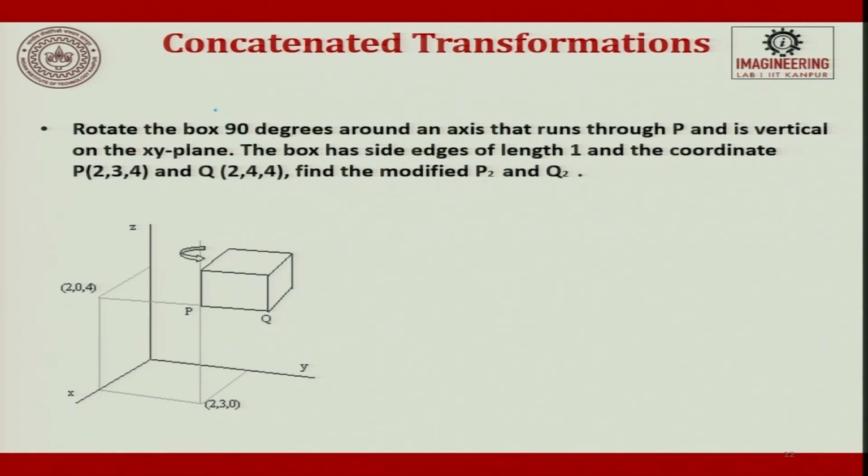Rotate the box by 90 degrees around an axis that runs through point P and is vertical on the xy plane. The box has side edges of length 1 and the coordinates P is nothing but 2 cross 3 cross 4 and Q is nothing but 2 cross 4 cross 4. Find the modified P2 and Q2.